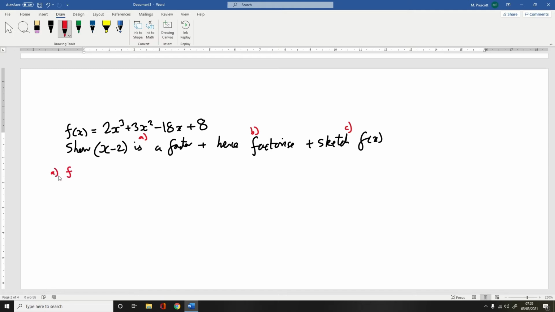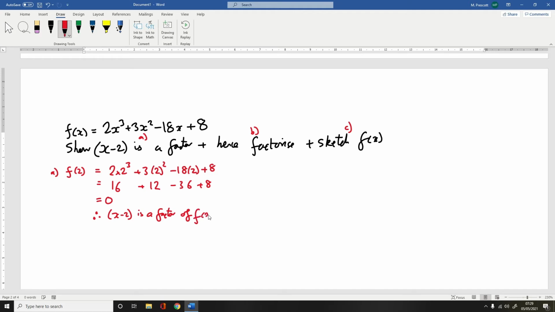So for part A, we'd want to find the value of f of 2. So we'd have 2 times 2 cubed plus 3 lots of 2 squared minus 18 lots of 2 plus 8. So that will be 16 plus 12 minus 36 plus 8. That equals 0. Therefore, using the factor theorem, x minus 2 is a factor of f of x. Cool.